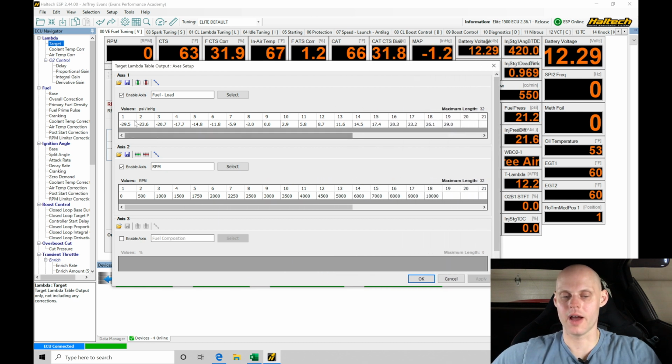Now this engine is going to have a street port, it's a mild street port. It's not going to pull that great of vacuum. We probably won't be much below negative 20, even something like negative 17 inches of vacuum as far as the vacuum that the engine's going to draw. So I'm going to delete my first two data points in the table. We're going to get rid of negative 29 and negative 23. We'll start here at negative 20 inches of vacuum.